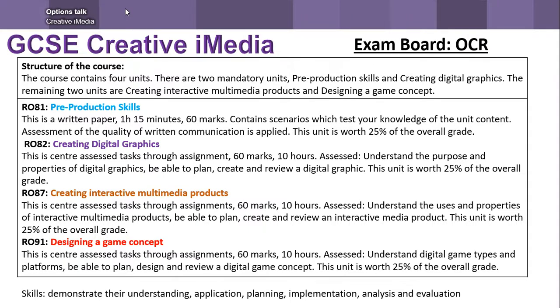So Unit R081 is pre-production skills. It's a mandatory unit and is assessed by a written paper. This is 1 hour and 15 minutes, 60 marks, and is worth 25% of the overall grade. And this is sat at the end of Year 10.